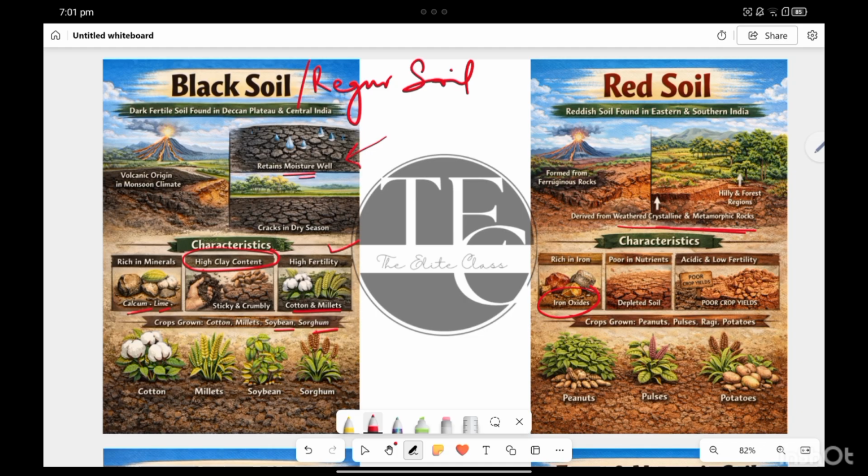And sometimes we call them yellow soil as well. And this is because it looks yellow when it occurs in the more hydrated form. Fine. They are poor in nutrients and they are mostly acidic and have low fertility, but still some crops can be grown in the red soil, and these include peanuts, pulses, ragi, potatoes, and many more.